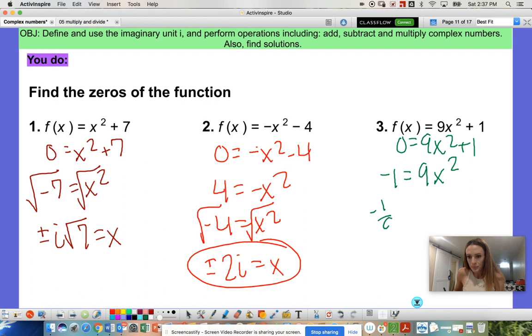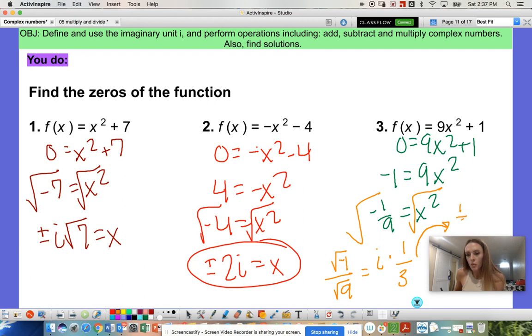Divide by 9. Now, what you need to understand for this one is that when you take a square root, yes, it's the square root of negative 1/9, but it can also be the square root of negative 1 over the square root of 9. And we know that equals, well, we can call the square root of negative 1 I, and the square root of 9 is 3. So we get 1/3 I, or I over 3.